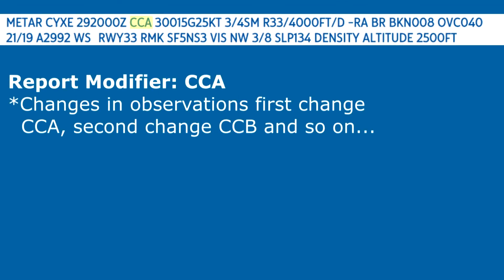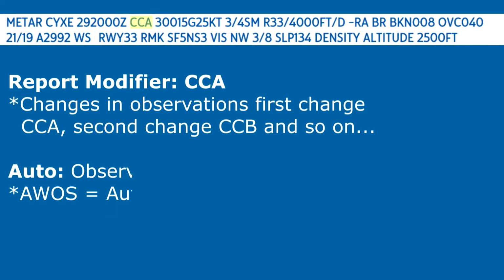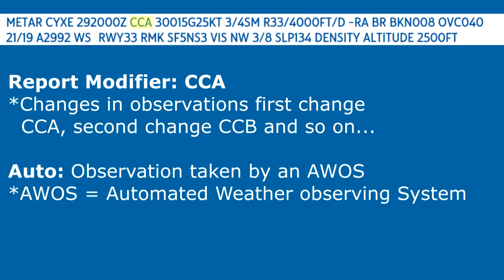Next, we have the report modifier. This is any change in observations, as indicated by the letters Charlie Charlie Alpha. The first change is listed as Charlie Charlie Alpha, and if there's a second change, it'll be Charlie Charlie Bravo, and so on. You can also have the word AUTO, which indicates that the observation was taken by an AWOS. Listed below, I'll explain what an AWOS is in a description.